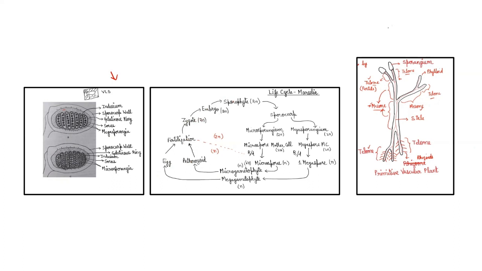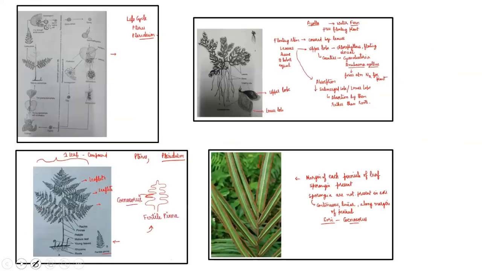Then we talk about this telome theory, which is important. Try to read it once again so that you may attempt the question. So telome theory is also important from the exam point of view. Then we discuss the life cycle of Pteridium. In the life cycle of Pteridium, a heart-shaped prothallus is formed. So this is quite important, and you will see it in Pteris and Pteridium.